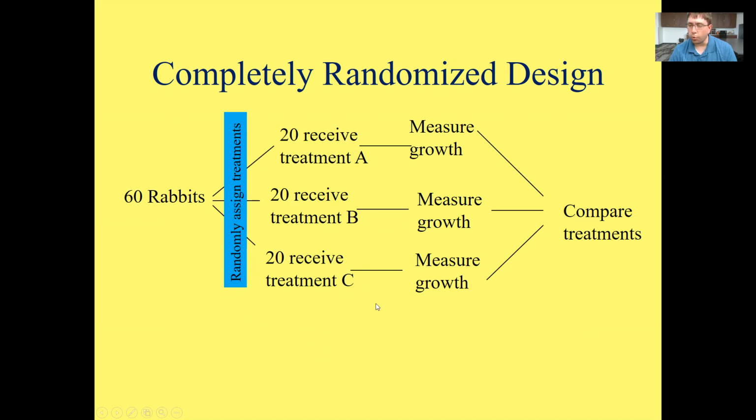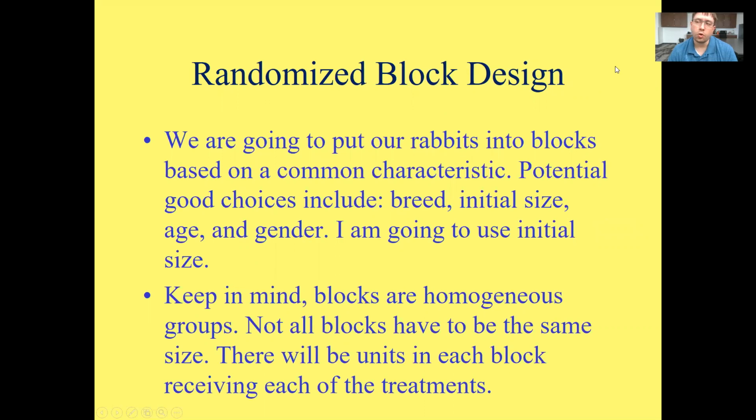We'll measure the growth. So you want to talk about what you're measuring, what's your response variable. So we're going to be measuring growth of each of these and then compare the results at the end. That'll tell us which one was the better rabbit food, A, B, or C. That's it, completely randomized.